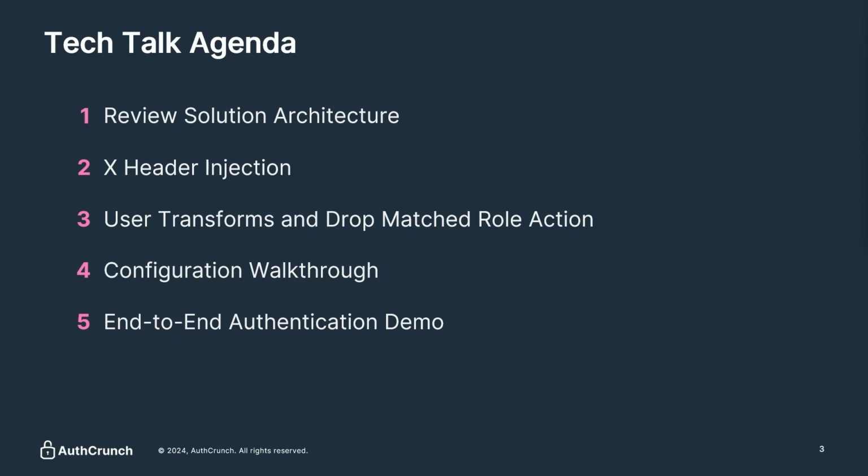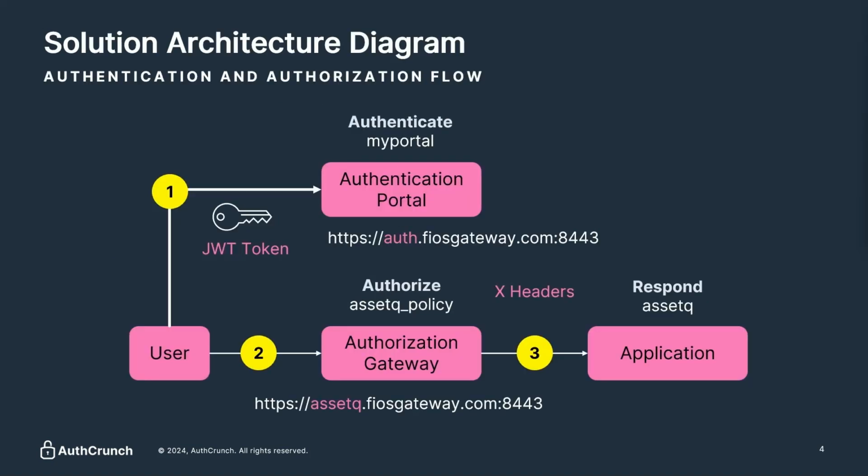Let us begin. My environment consists of two services: Authentication Portal in the form of Authenticate plugin that is being served from auth.fiasgateway.com, and the application called AssetQ, which is protected by the authorization gateway in the form of Authorize plugin. The application is being hosted from assetq.fiasgateway.com. I'm using Respond plugin to simulate the application.